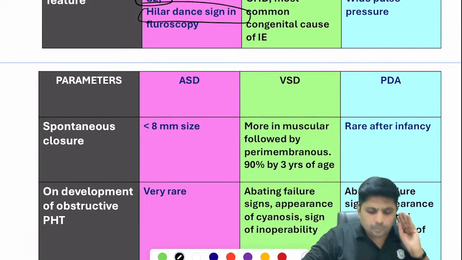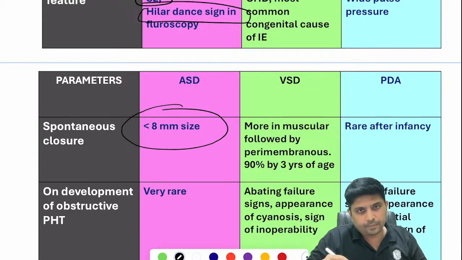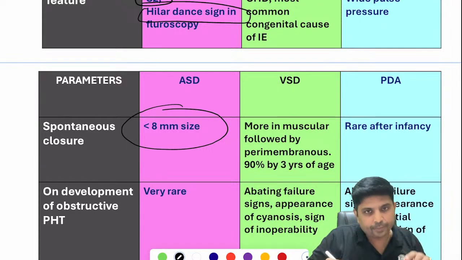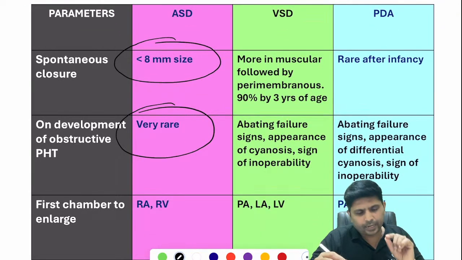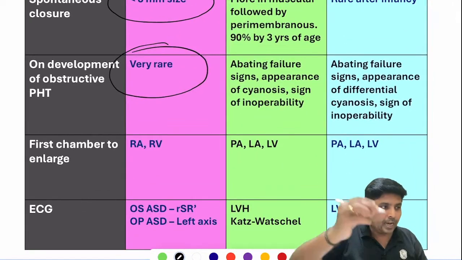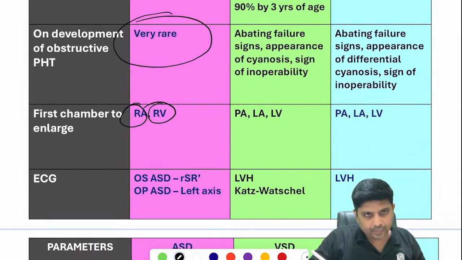Almost the majority of the ASD will close spontaneously. Usually that is less than 8 mm. Usually they are not associated with pulmonary hypertension. As you all know, our right atrium and right ventricle are enlarged.